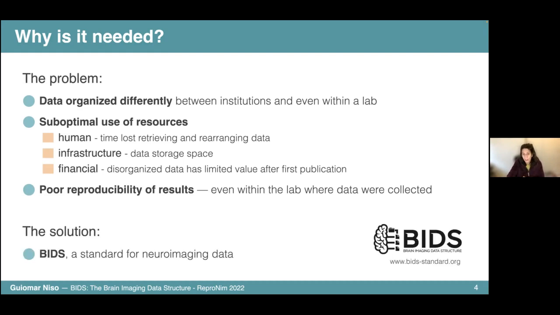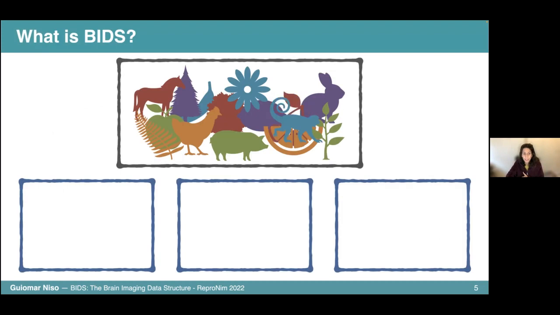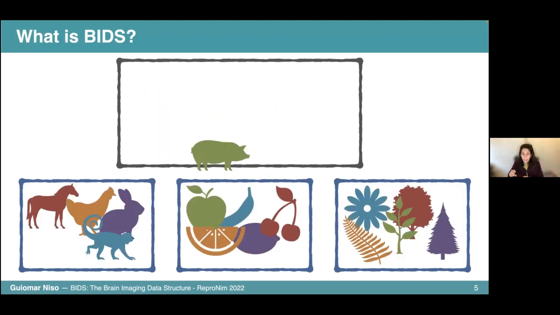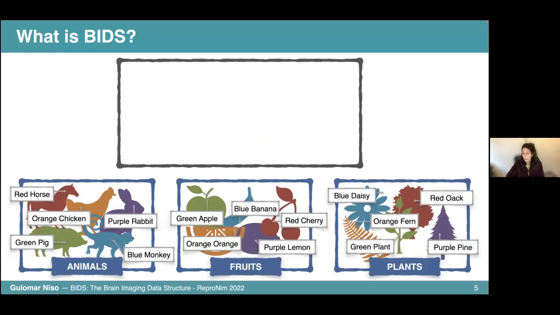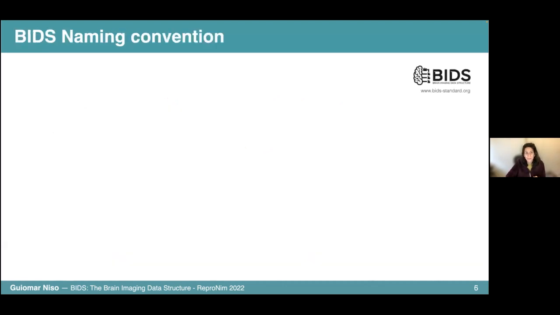So a solution like BIDS, which is a standard to organize and describe the data, would be very beneficial for the community. And what is BIDS? BIDS is just a way of organizing your data in groups that are similar, and also describing it using associated metadata, so we always know what's in there and all the details.